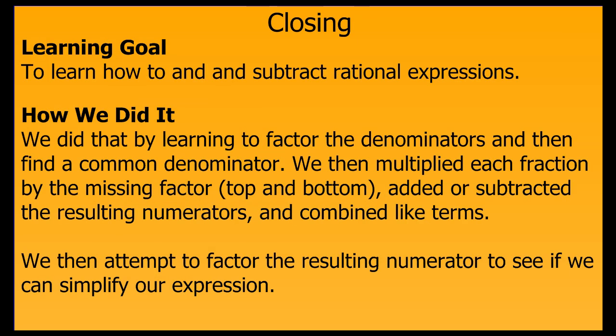In closing, let's review our learning goal. We wanted to learn how to add and subtract rational expressions. We did that by learning to factor the denominators and then find a common denominator. We then multiplied each fraction by the missing factor, top and bottom, added or subtracted the resulting numerators, and combined like terms. We then attempted to factor the resulting numerator to see if we can simplify our expression.